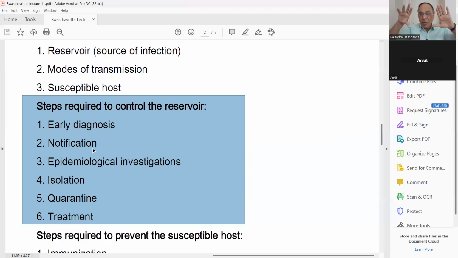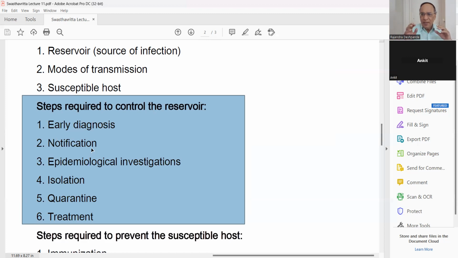If somebody has a corona patient in their home, the municipal corporation makes a board over there: this family is having a corona patient. So the neighbors take care not to walk through that particular road. Yes, I remember, this much was the precautions taken during the time of corona. That is notification, immediately informing.